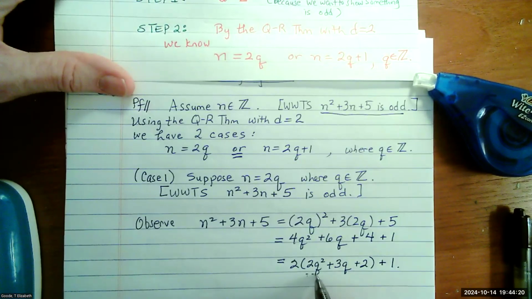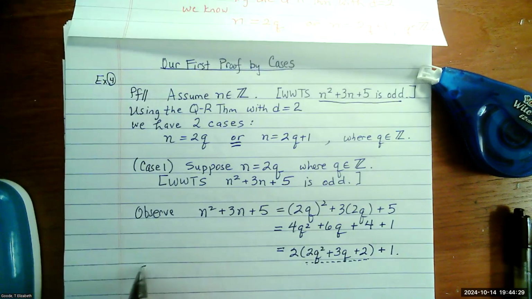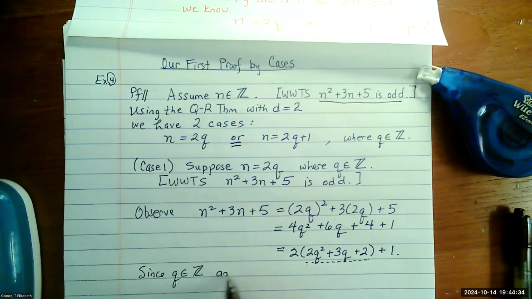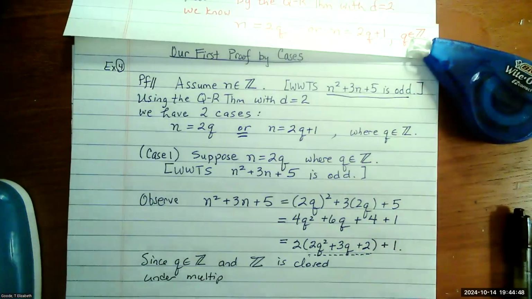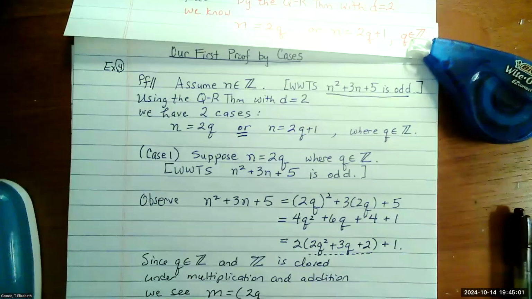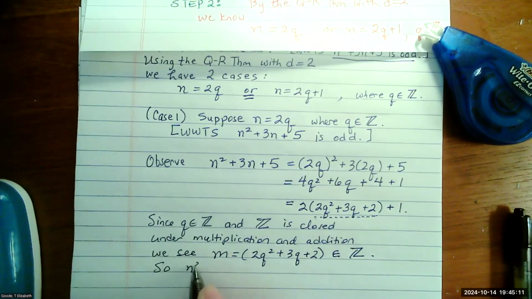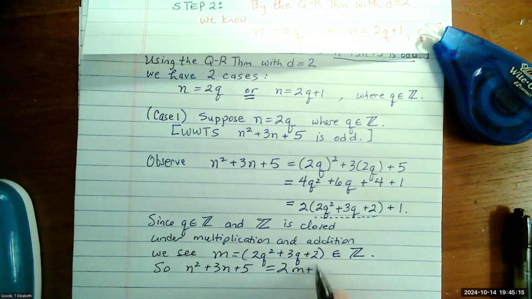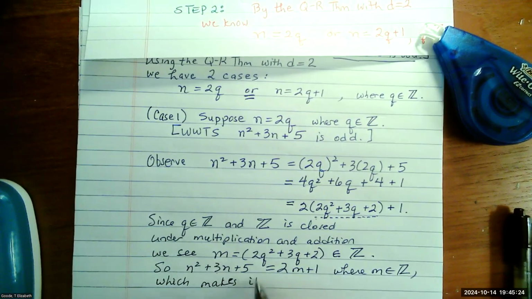And yay, all we've got to do is talk about why this expression inside the parentheses is an integer. So we invoke closure. Since q is in Z, and Z is closed under multiplication and addition, we see that m, which equals 2q squared plus 3q plus 2, is in fact in Z. So n squared plus 3n plus 5 equals 2m plus 1, where m is in Z, which makes it odd, by definition of odd.